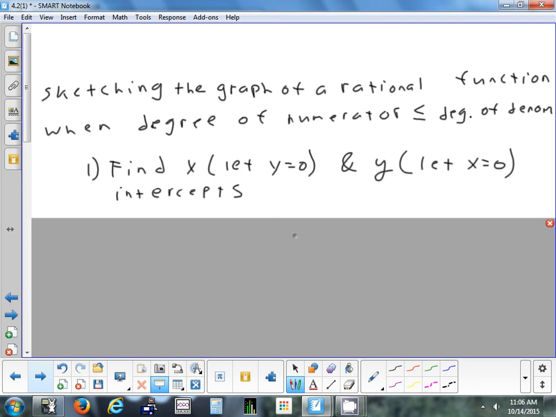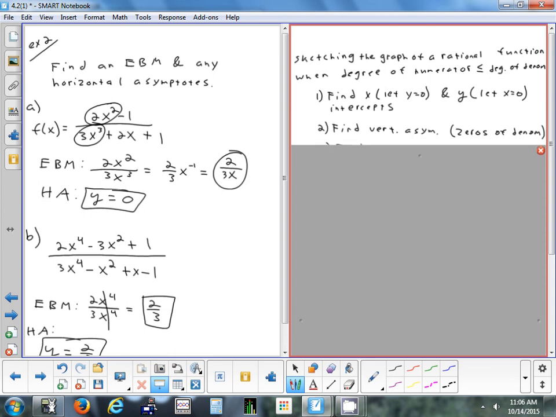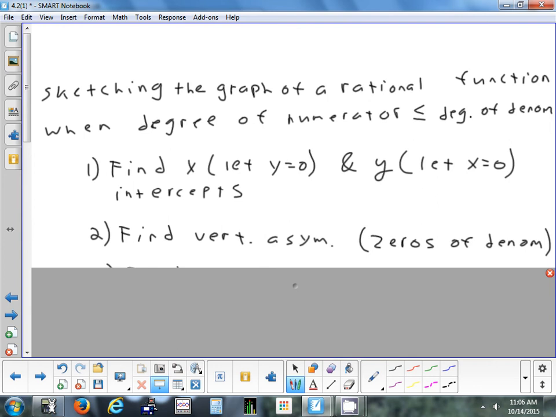Specifically, these are the ones we're going to graph today, where the degree of the numerator is less than or equal to the degree of the denominator. That's just like the last two. In example 2a, the degree of the numerator was less than the denominator. In example 2b, the degrees were equal. Tomorrow, we'll look at what happens when the numerator is bigger. That's a little different. But here's some suggestions of things you can try to find.